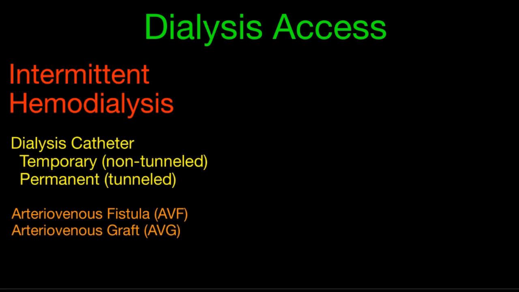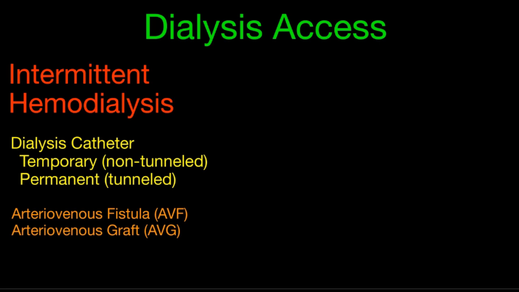a permanent catheter, or to try to minimize use of a permanent catheter, but instead use what we call a more permanent vascular access, the AV fistula, arteriovenous fistula, or the arteriovenous graft. And these two require surgical placement. Usually a vascular surgeon or an interventional nephrologist can do this.